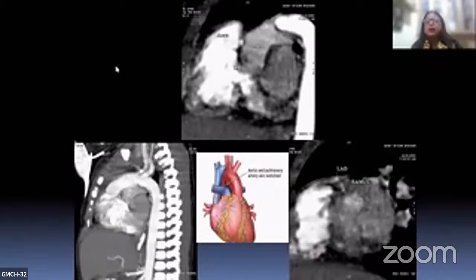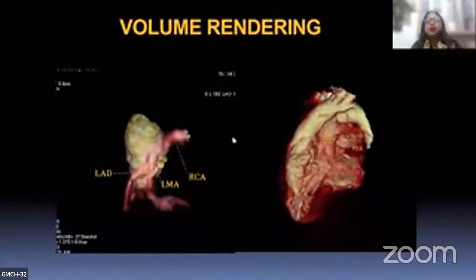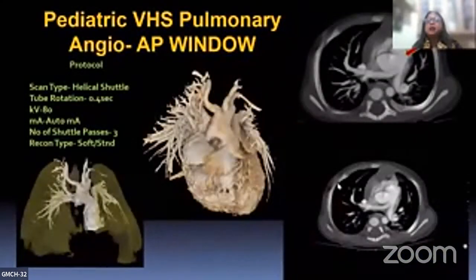So this we had done and we could easily see the coronary arteries, and in this case of TGA we were able to show the origins of the coronary artery very well. Between the pulmonary arteries we can see that the aorta is arising from RV and MPA is arising from LV. So just to show that on CT, a well-performed CT, much is possible.